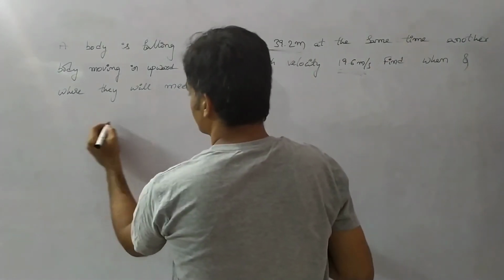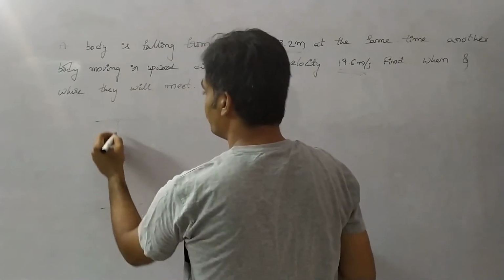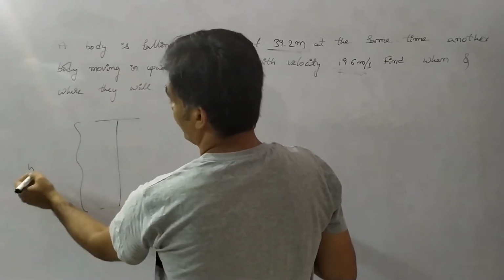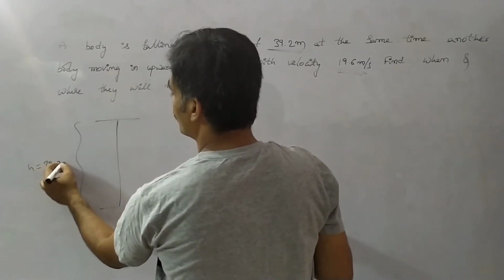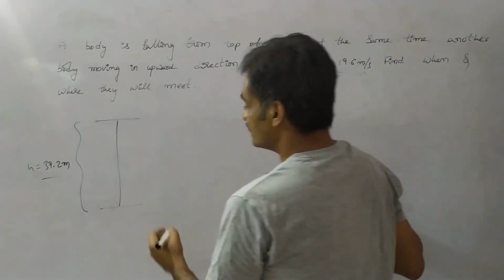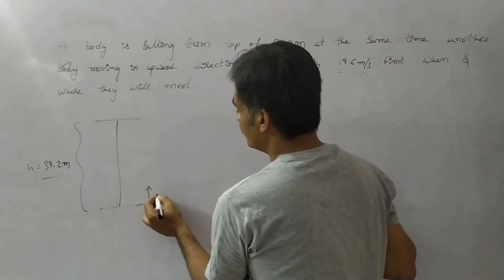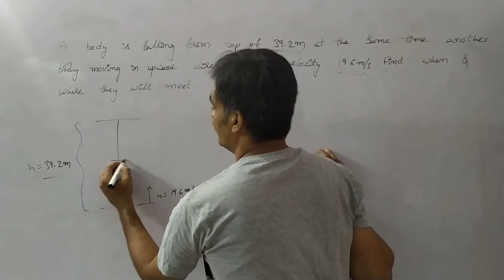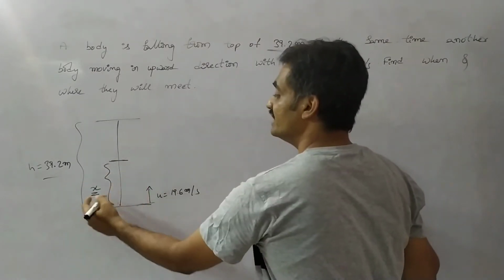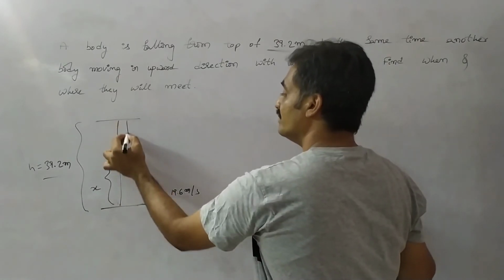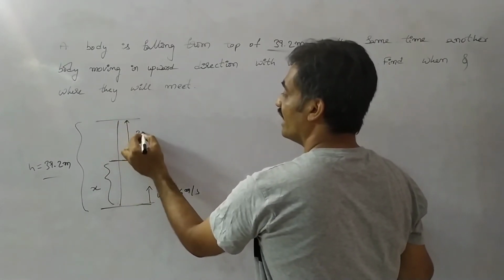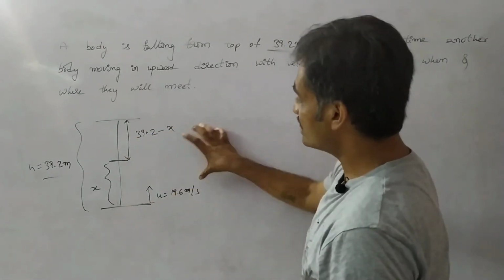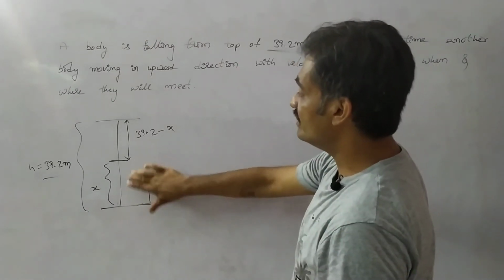So here let us consider the path. The height of this path is 39.2 meters. Another body is being projected in the upward direction with a velocity of 19.6 meters per second. Let us consider the two bodies meet at a height of x. So the remaining height is 39.2 minus x. Based on this, now we have to find the time at which these two bodies meet.